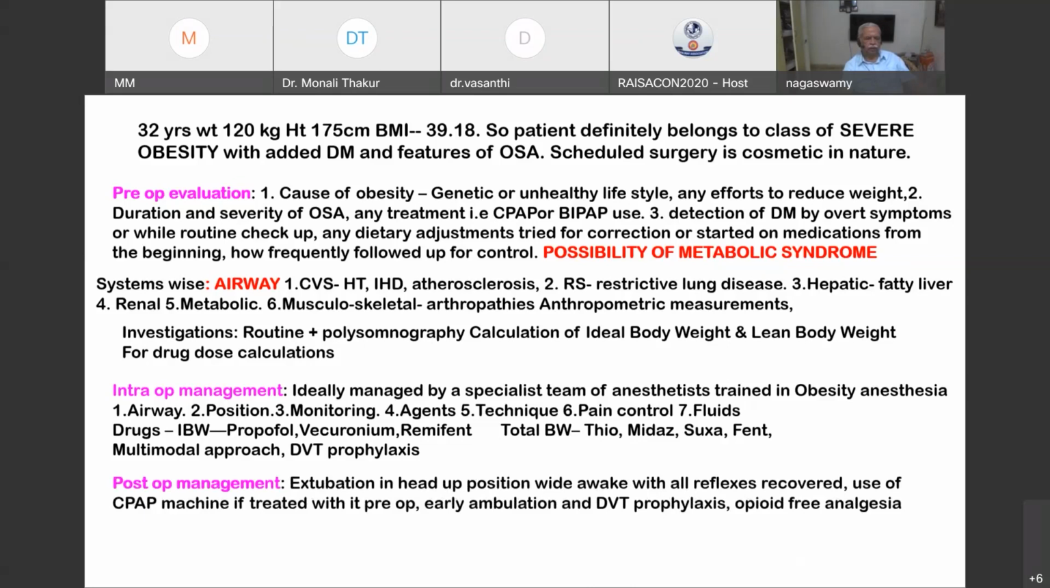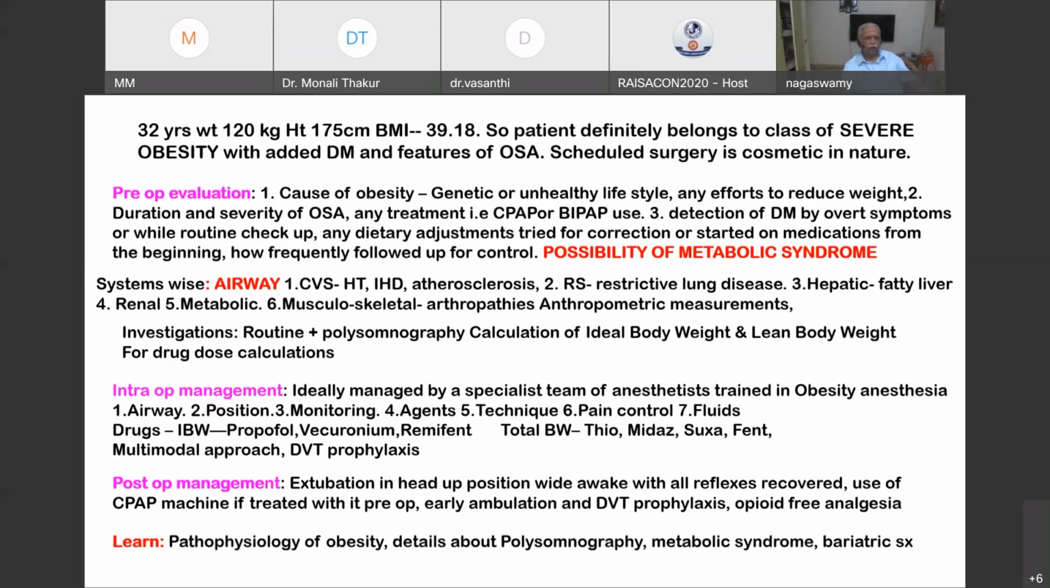Then post-operative management: you have to go for extubation in the head-up position with the patient wide awake with all reflexes recovered, use of CPAP machine immediately after extubation in some cases, early ambulation and continuation of DVT prophylaxis, and as far as possible, usage of opioid-free analgesia, because these patients with OSA are very sensitive to opioid analgesia. So try to avoid opioids and go for non-opioid analgesic drugs.